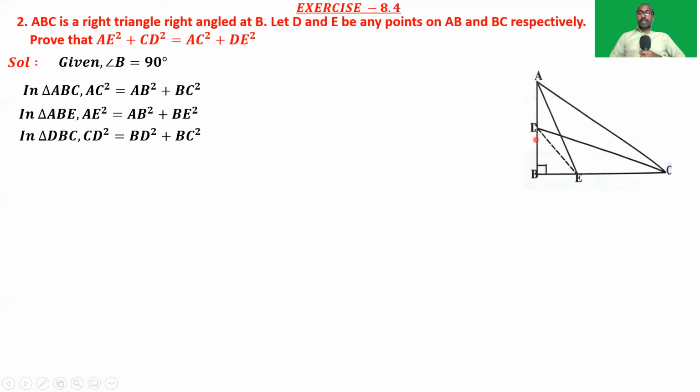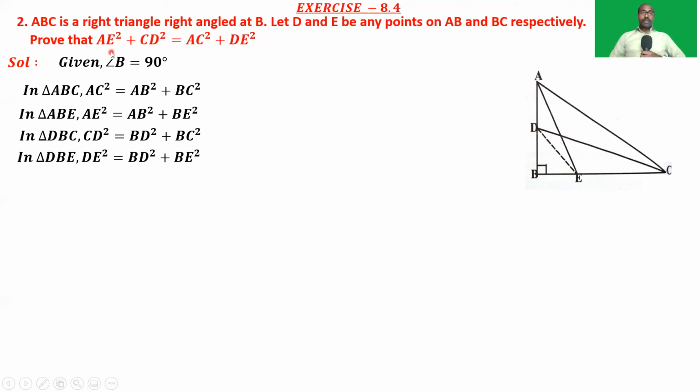And now take the right angle triangle DBC. DC is the hypotenuse. So the square of the hypotenuse, that is CD square, is equal to BD square plus BC square. And now this small triangle DBE is also right angled at B. So we can write DE square is equal to BD square plus BE square.